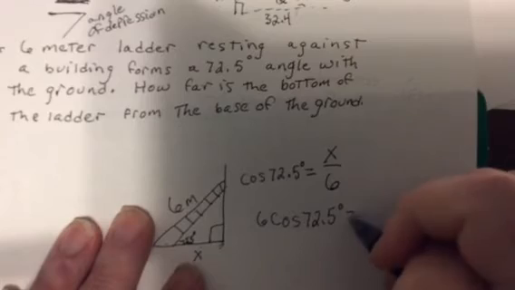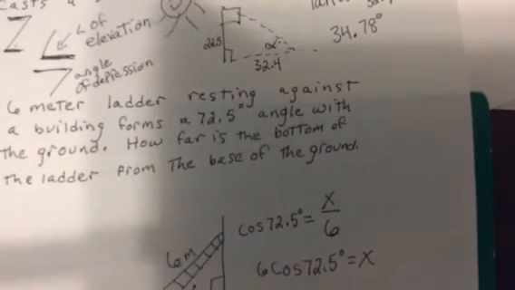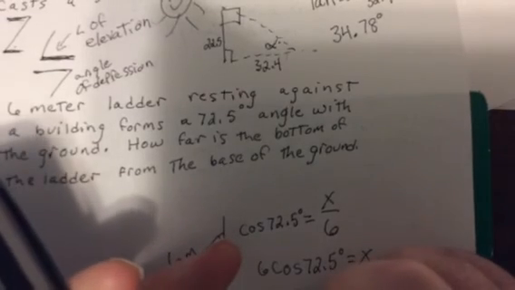72.5. Now never ever multiply the 6 by the angle. You got to do the trig first. So let's see what we got. Cosine of 72.5 equals 0.3. Then I'm going to multiply that by 6. And I get 1.8.